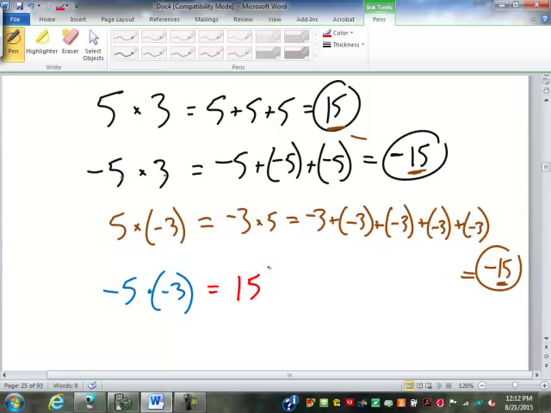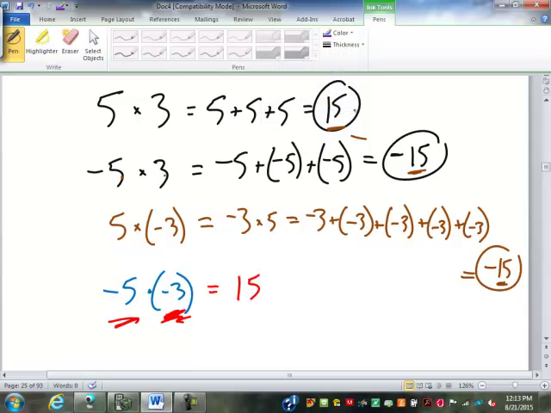But if we look at our definition of multiplication, this makes no sense. We cannot take 5 and add it to itself negative 3 times. Or negative 5. We cannot take a negative 3 and add it to itself negative 5 times. It doesn't work. Our definition of multiplication breaks down here.